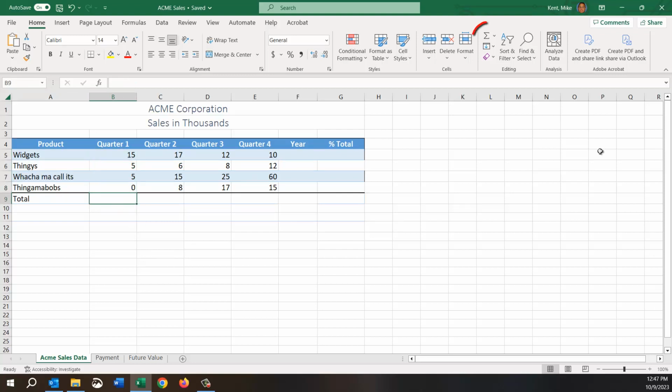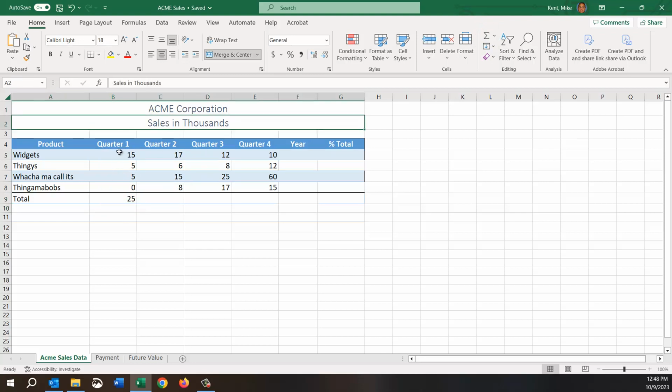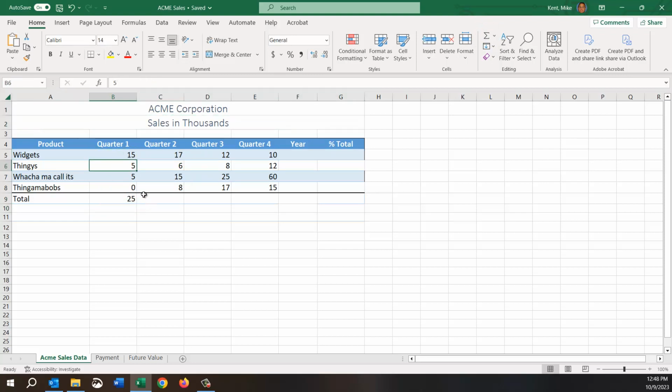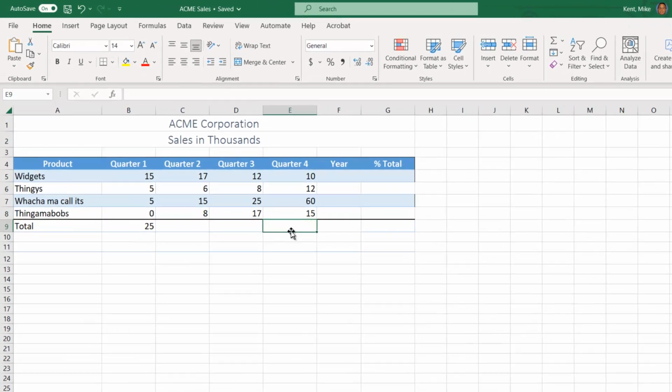I can click right here. And if you remember, we have the AutoSum button. So that's going to sum up B5 to B8, and I'm just going to press enter. So I sold 25,000 units because these cells are in thousands. So 15,000, 5,000, 5,000, 0. I can do the same thing here, here, and here.